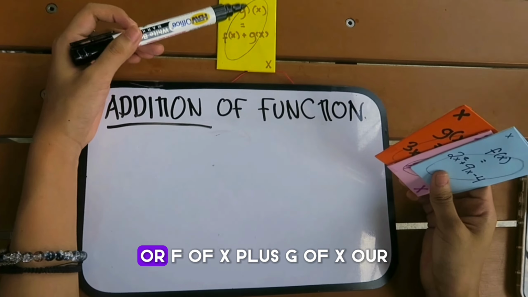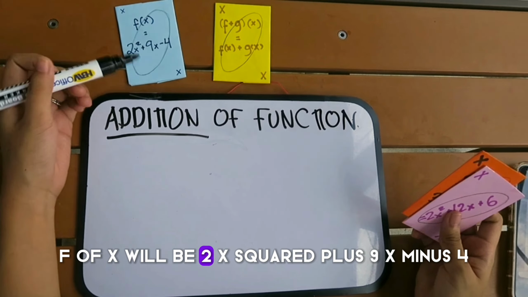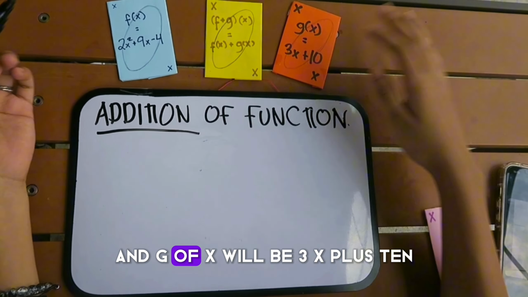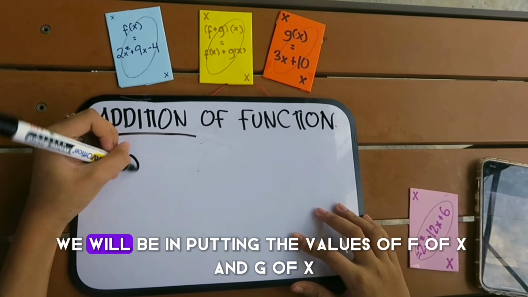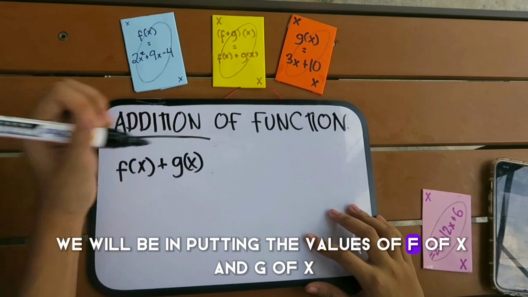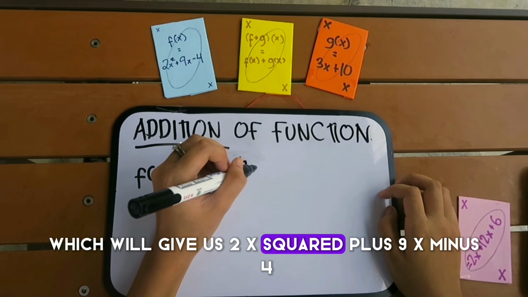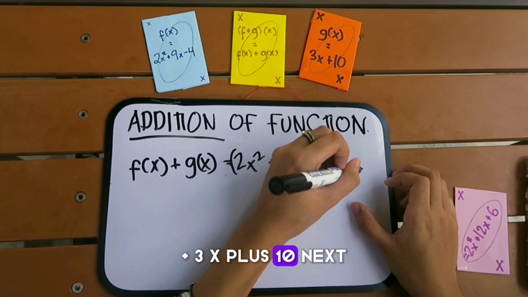of x, or f of x plus g of x. Our f of x will be 2x squared plus 9x minus 4, and g of x will be 3x plus 10. First, we will be inputting the values of f of x and g of x, which will give us 2x squared plus 9x minus 4 plus 3x plus 10.